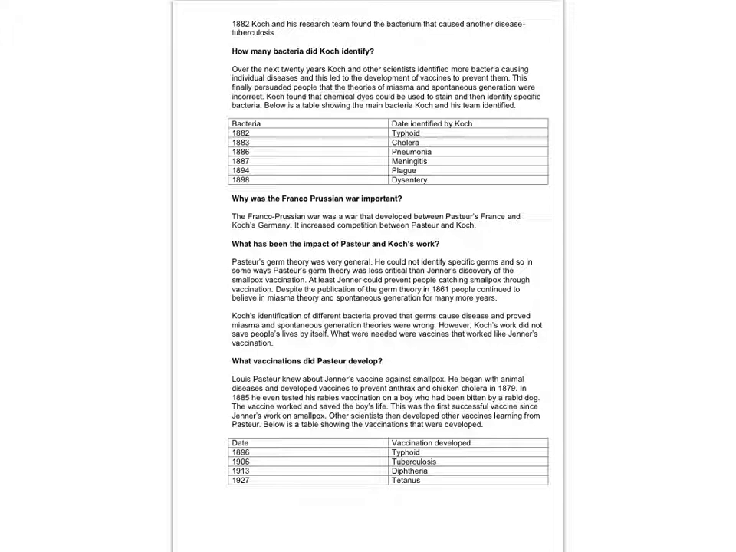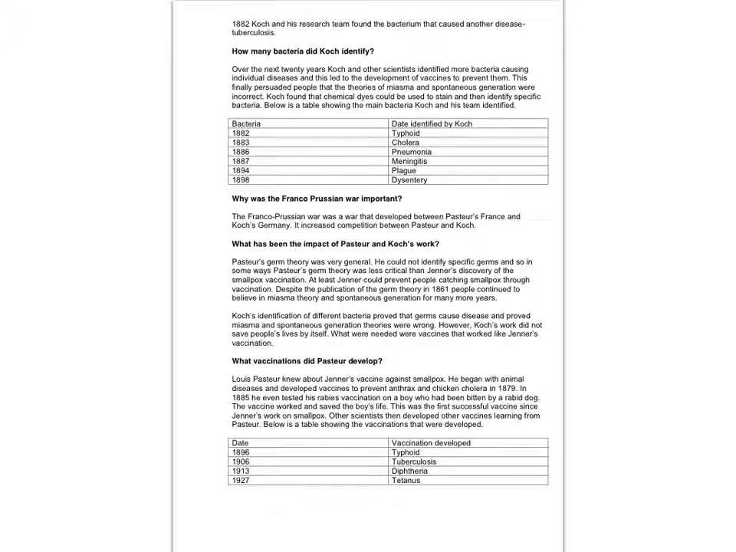Koch's identification of different bacteria proved that germs cause disease and proved miasma and spontaneous generation theories were wrong. However, Robert Koch's work did not save people's lives by itself. What were needed were vaccines that worked like Jenner's vaccination. Once again, his discoveries had no immediate practical application.